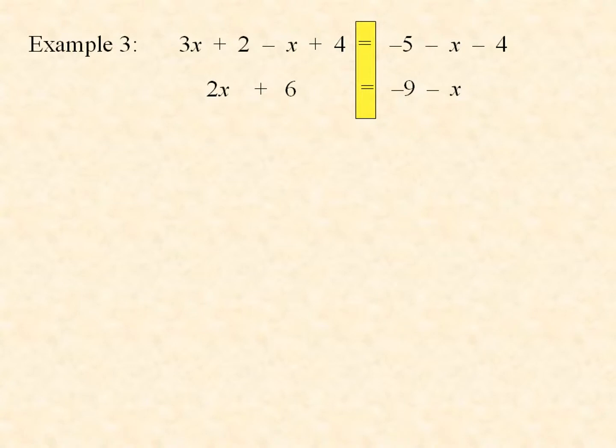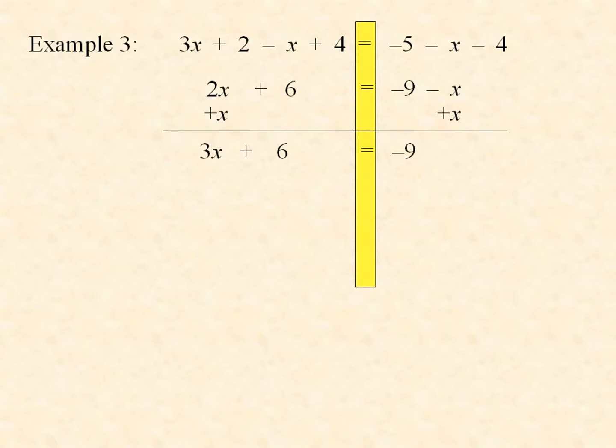We have x on both sides still. Let's get rid of the x on the right-hand side. We have negative x there, so we add positive x. We add it to both sides. That gives us 3x plus 6 on the left side and just negative 9 on the right side.